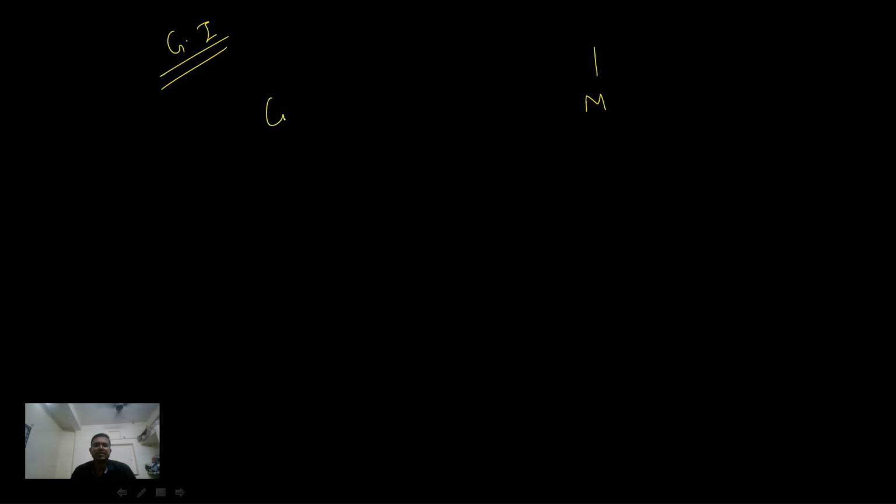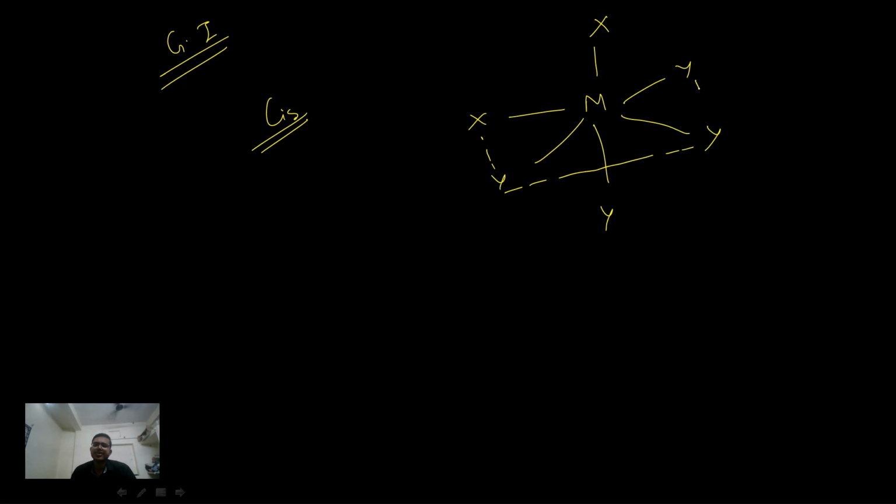M is there. Let's talk first about cis. For cis, we can say that they are present at 90 degrees. So here are two X, and anywhere we can take Y. Like this type of structure we can have. Now, if you try to move X to any other point, you will get the same structure since they are symmetric. Means only one possibility.